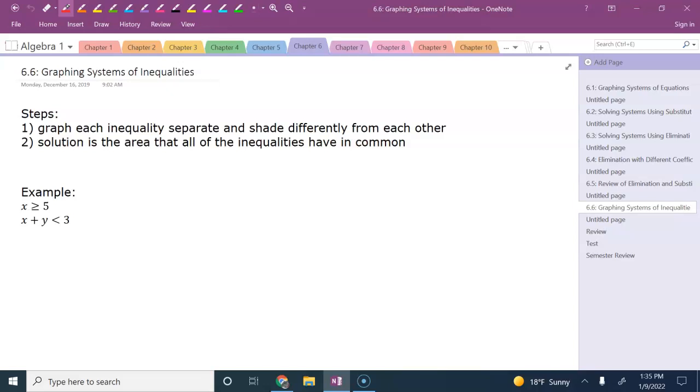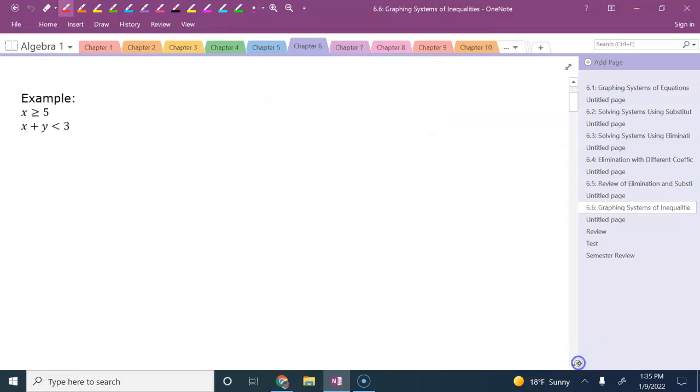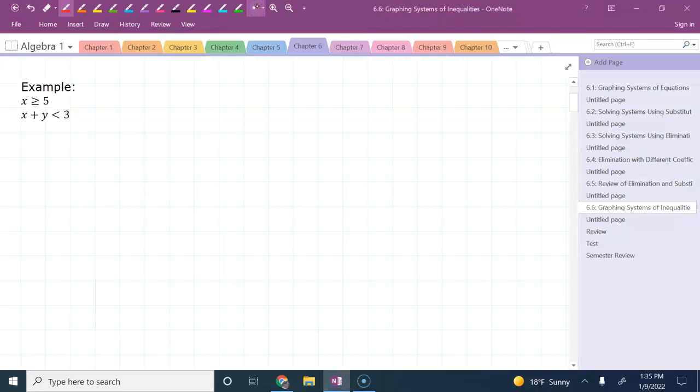So let's take a look at this first example here that I have together. Now I've got two equations. The first one says x is greater than or equal to 5, and the other one says x plus y is less than 3. Now I'm going to go ahead and graph the first line. So let's get our coordinate plane drawn in up here.